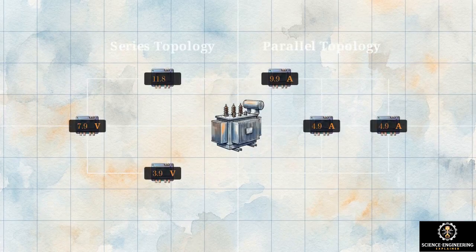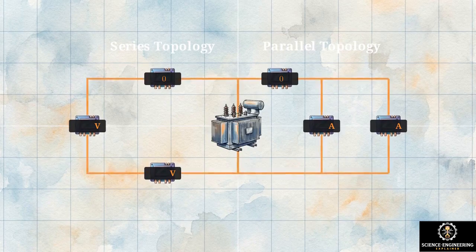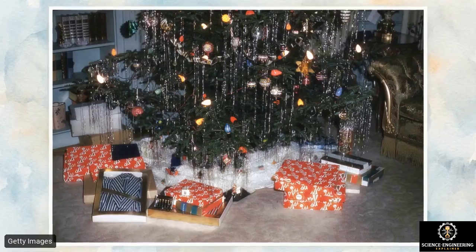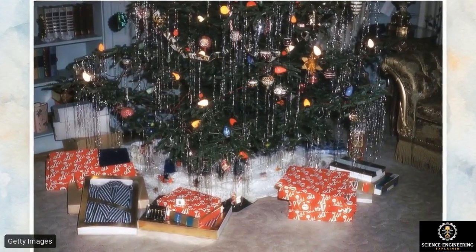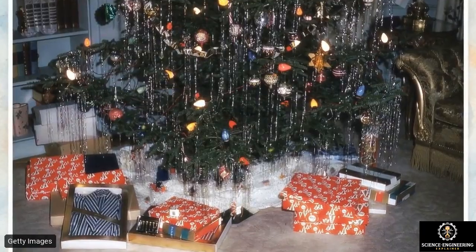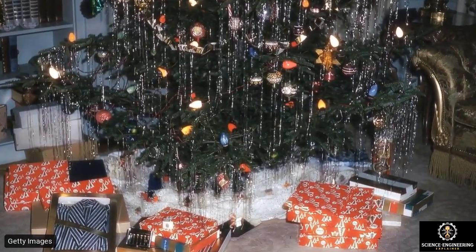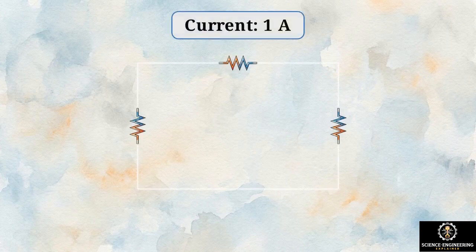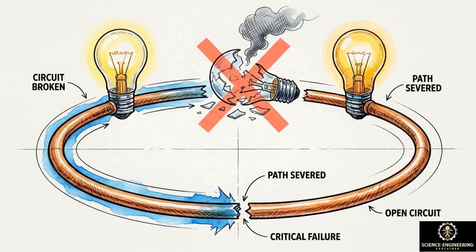Once we understand the variables, we can manipulate them through topology. The physical geometry in which we arrange components dictates exactly how voltage and current are distributed. A series topology connects components end to end, so they share a single continuous path. These string lights are a common application of this layout. In a series circuit, current has only one path to flow, so it remains constant through every component. However, the total voltage divides across each resistor in the sequence. This topology has a critical vulnerability. If a single component fails, if one bulb fuses, the path breaks and the entire circuit goes dark.